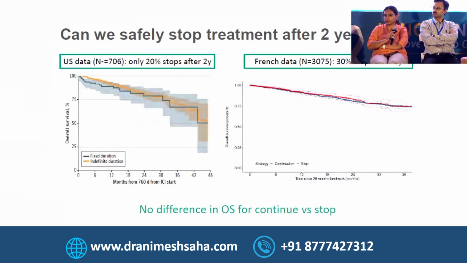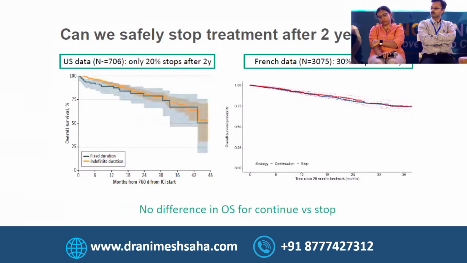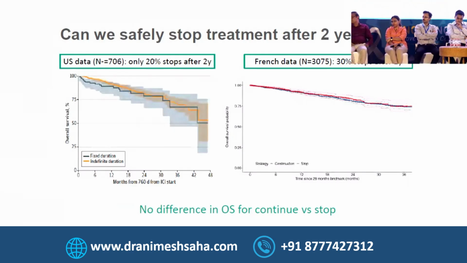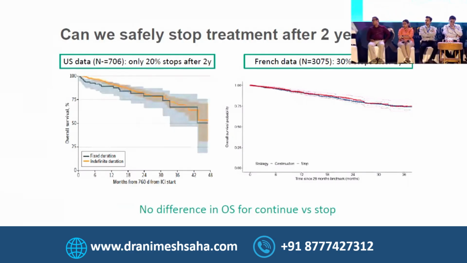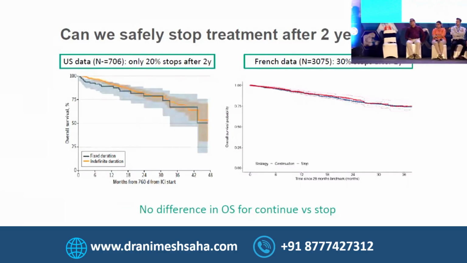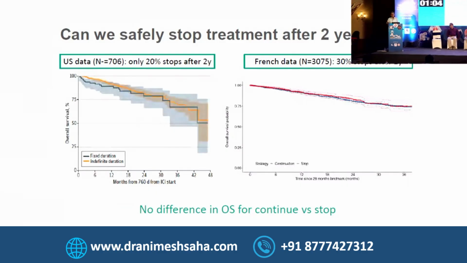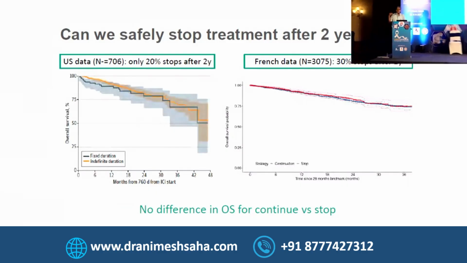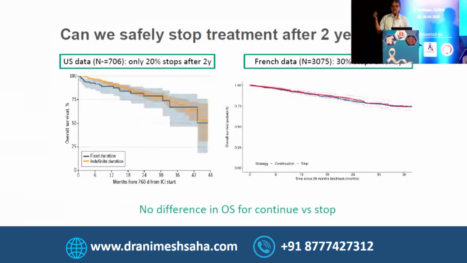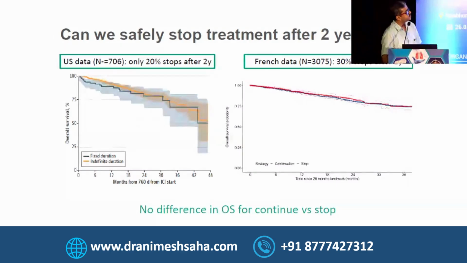Yeah. So can we stop treatment after 2 years, particularly in metastatic NSCLC with driver mutation negative? The patient is doing well with immune checkpoint inhibitors and goes on, can we stop this? There is some US data of 706 patients. Only 20% of patients stop after 2 years, as well as some French data, 30% stop after 2 years. So no difference in OS for continue versus stop.